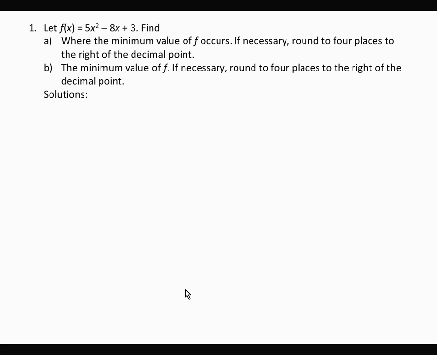So our solutions. We're going to try to do this step by step. Now remember, we're doing A and B at the same time. The calculator finds x and y at the same time. So step 1, enter f into y1 in the calculator and quit that screen.